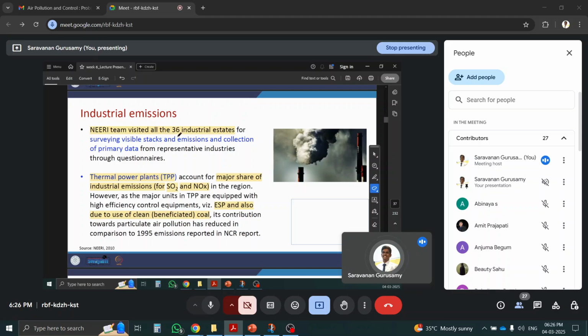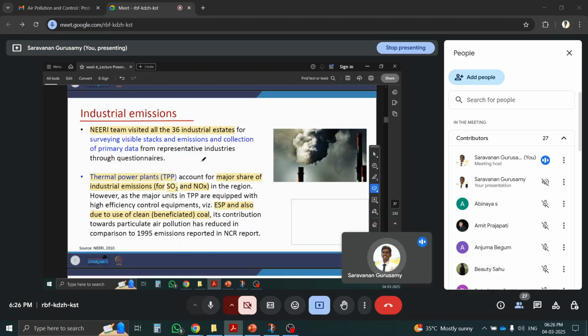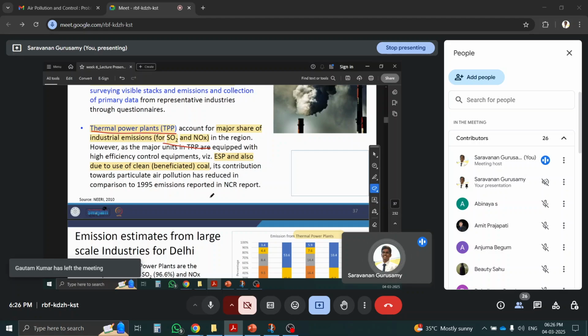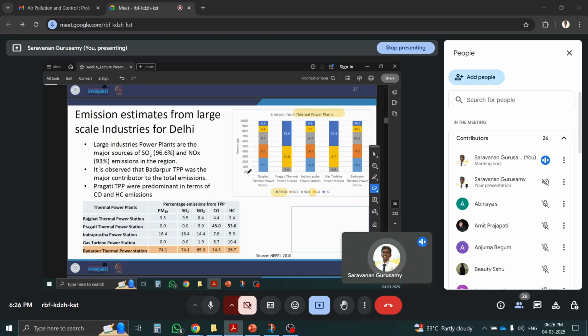So the NEERI team visited all the 36 industrial locations, and these are all industrial emissions. After the area source, they have come with the industrial emission level. So they have visited all the 36 industrial estates, and they identified thermal power plant is the major share for the industrial emission for the carbon, sulfur dioxide and NOx levels. Because they are using lots of coal as a source for power production, and ESP is also due to use of cleaning and beneficial coal. So ESP is the electrostatic precipitator, that is an equipment used to control the air pollution. So we are going to see different air pollution control technologies in the upcoming weeks.